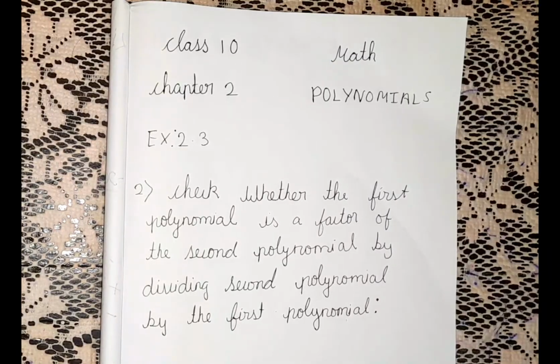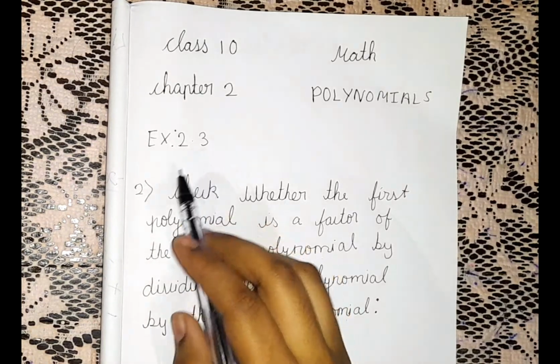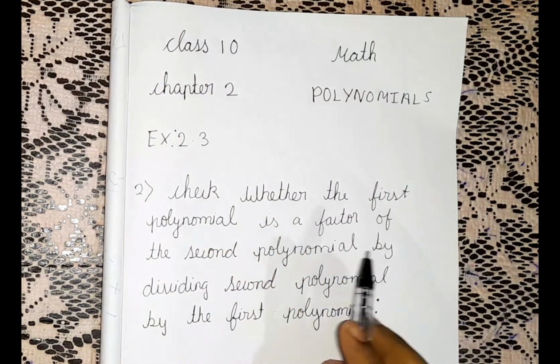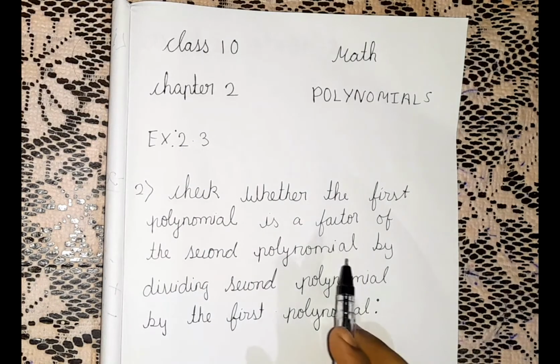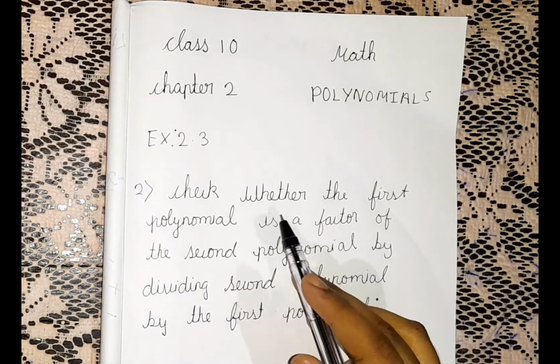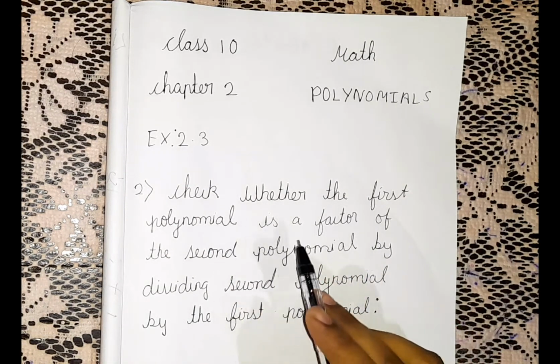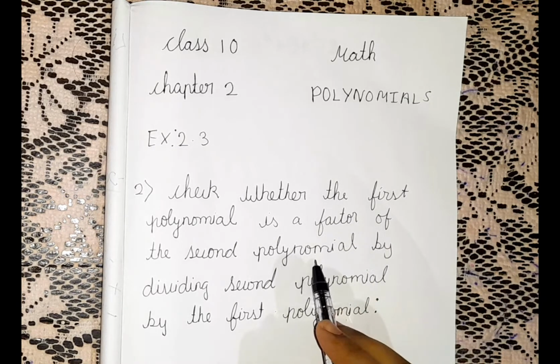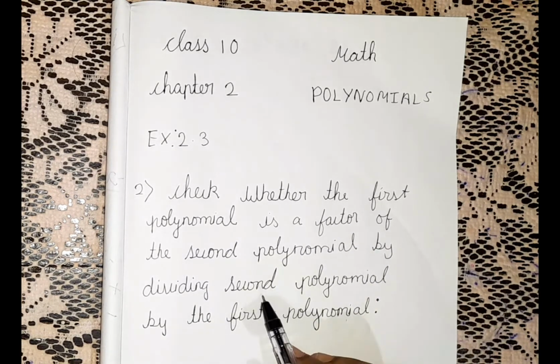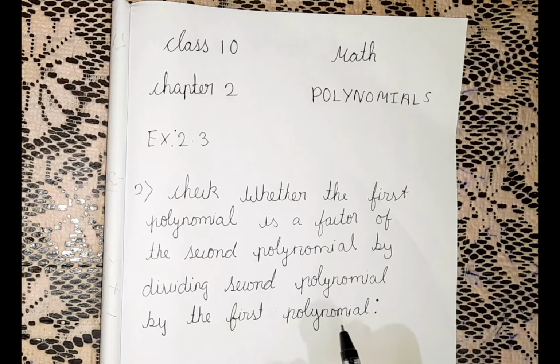Today we are going to be learning exercise 2.3, second question. Now let's read the question. So the question is, check whether the first polynomial is a factor of the second polynomial by dividing the second polynomial by the first polynomial.